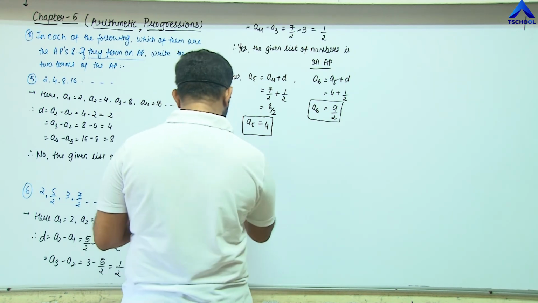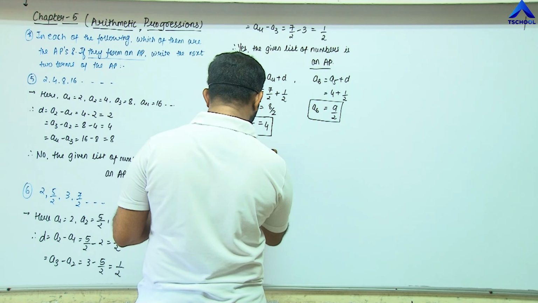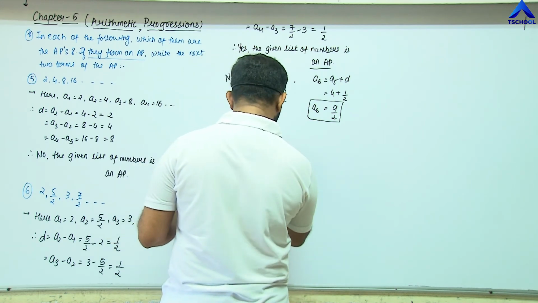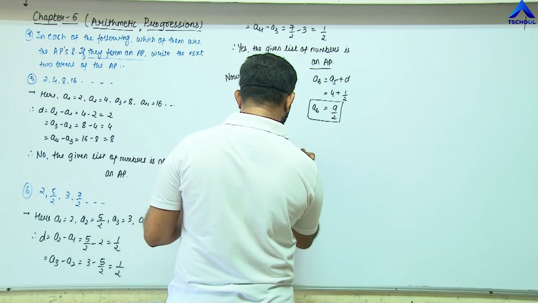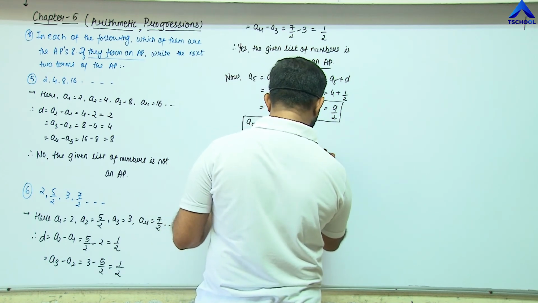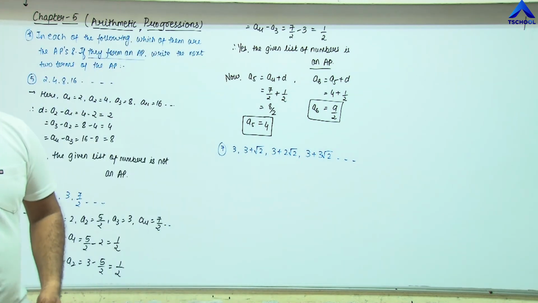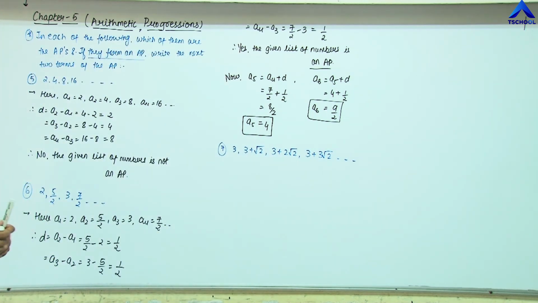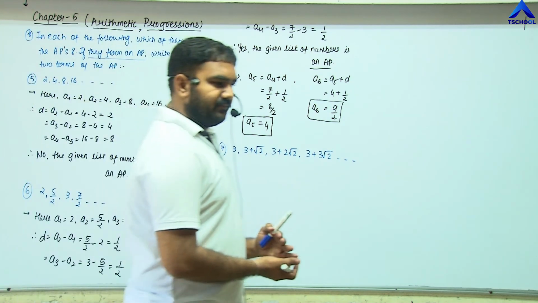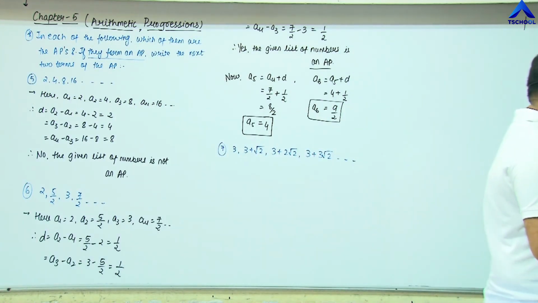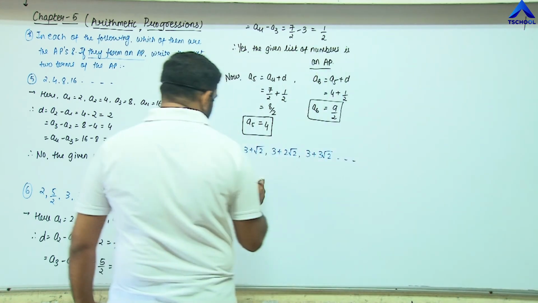The question given here is 3, 3 plus root 2, 3 plus 2 root 2, 3 plus 3 root 2, and so on. So friends, here we are given a list of numbers that goes in this manner: 3, 3 plus root 2, 3 plus 2 root 2, 3 plus 3 root 2. That means every time a root 2 is being added to the preceding number, so it is clear from the question that the difference here will be root 2.